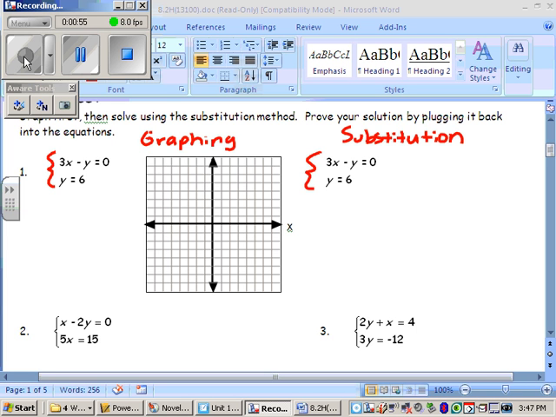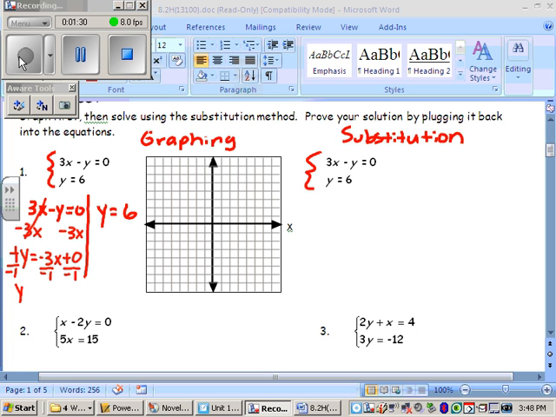To use the graphing method, we must first solve the first equation for y, to determine the slope and the y-intercept, to graph the equation. The second equation we can simply graph. So let's go ahead and solve the equation on the left for y. To solve this, we must subtract 3x from both sides of the equal sign, leaving us with negative y equals negative 3x plus 0. Then we need to divide everything by negative 1 to finish isolating the y. So our equation would be y equals 3x plus 0.